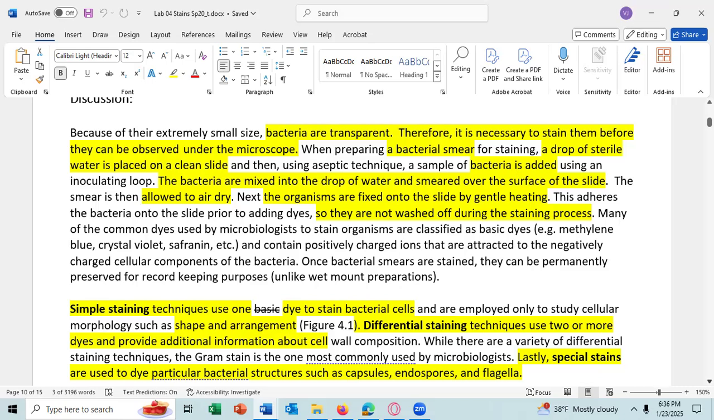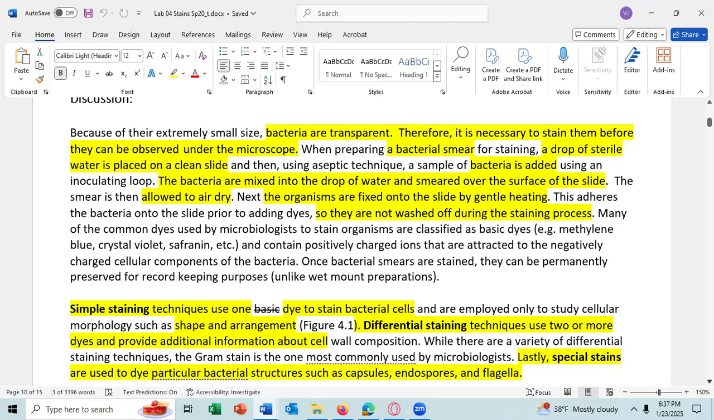Before you stain a slide, you need to make a bacterial smear. How you make a bacterial smear is you put a drop of sterile water on a clean slide, and then you use aseptic technique to transfer a little bit of bacteria into the water and then mix the drop of water and spread it, which is called the smear, all over the surface of the slide. You want to spread it not only to spread out the cells, but also to make a thin layer and then spread out the drop of water so it'll evaporate quicker.